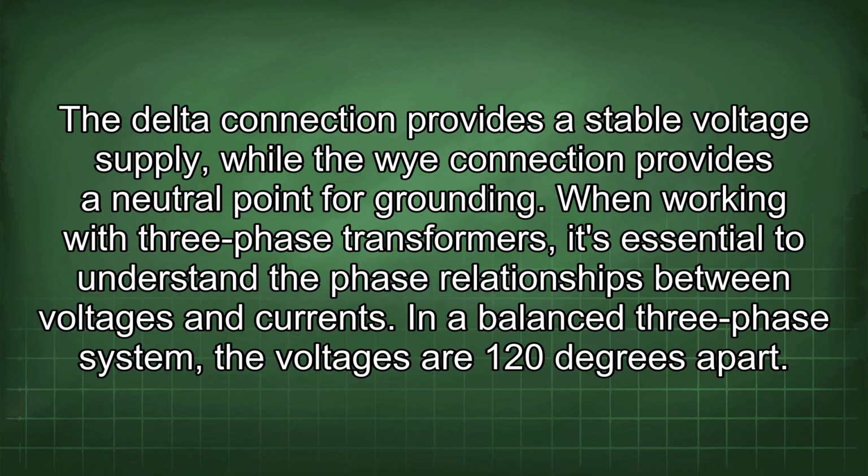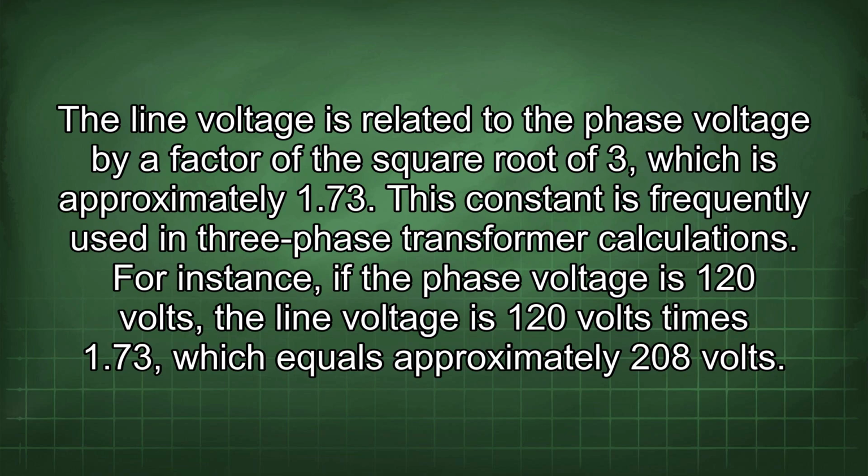When working with three-phase transformers, it's essential to understand the phase relationships between voltages and currents. In a balanced three-phase system, the voltages are 120 degrees apart. The line voltage is related to the phase voltage by a factor of the square root of 3, which is approximately 1.73. This constant is frequently used in three-phase transformer calculations.